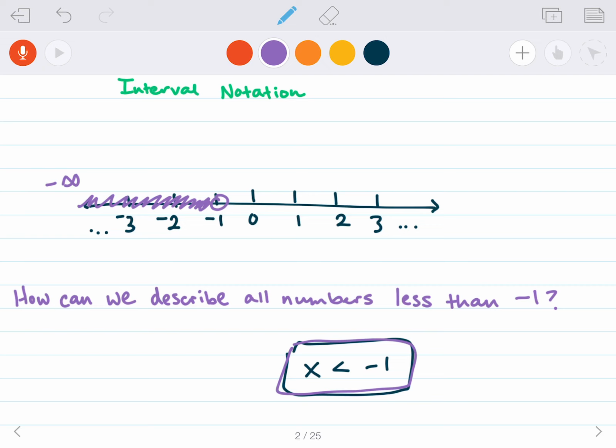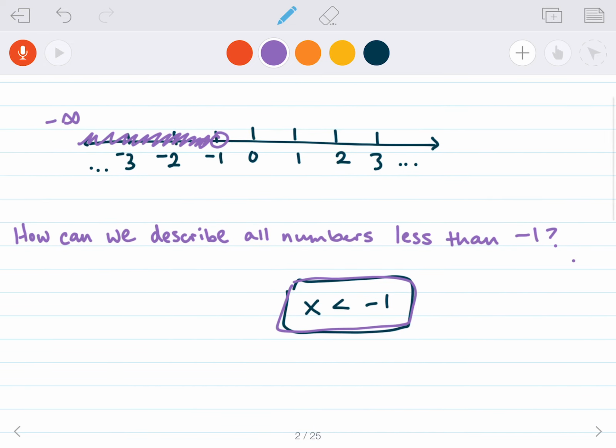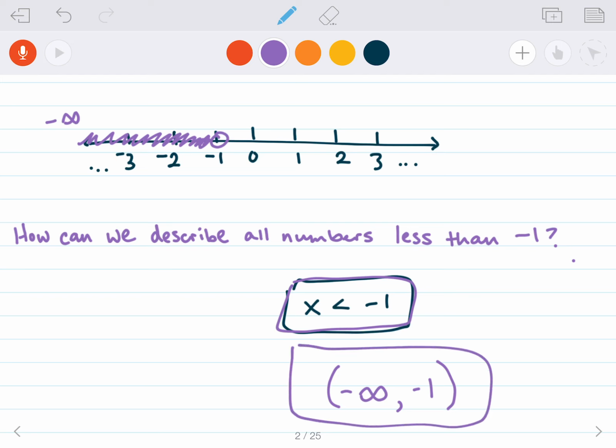Now, how do we say this in interval notation? We start at our lower bound, and we're not including it because we never include -infinity or infinity. We use a parenthesis to indicate that we don't include that. So we're starting at -infinity and going all the way up until -1, and we're not including -1 because we want everything strictly less than -1. To denote that, we have a parenthesis. Both of these represent the set of numbers that are smaller than -1.